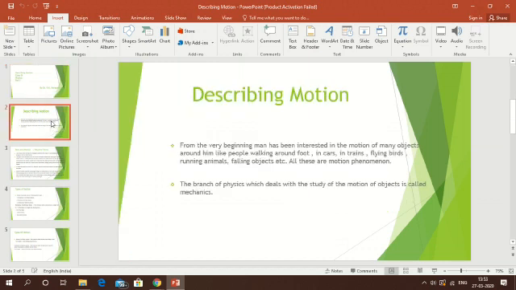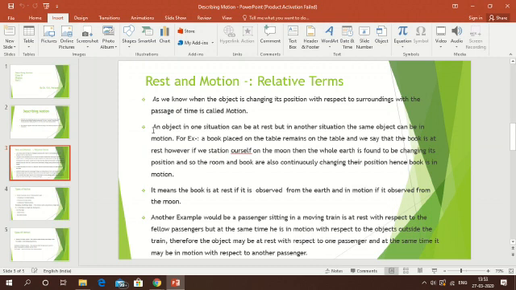Now, describing motion, we have already studied that an object is said to be in a state of rest if it does not change its position with time with respect to its surroundings, and if it is changing its position with time and does not remain stationary with respect to its surroundings, it is said to be in motion. So right from the beginning, human beings have been very interested to know about motion. Now you should know that rest and motion are relative terms.